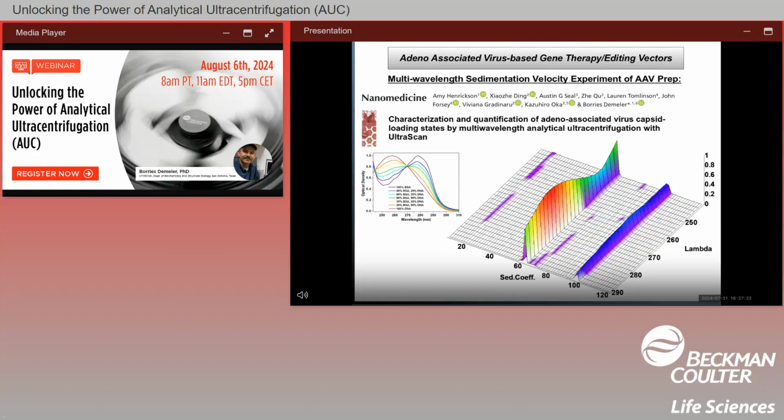And this was described in a paper by Amy Henriksen that you see cited here, which used multi-wavelength analysis to determine the identity of various peaks that were then observed. In this case, we had peaks at about 60S. We also had a peak at about 20S, and we had a peak at around 100S, and we had a little bit of composition here in the middle. There weren't enough wavelengths here to see exactly what this was, but because of the very clear picture here, we can tell that this is an empty capsid.